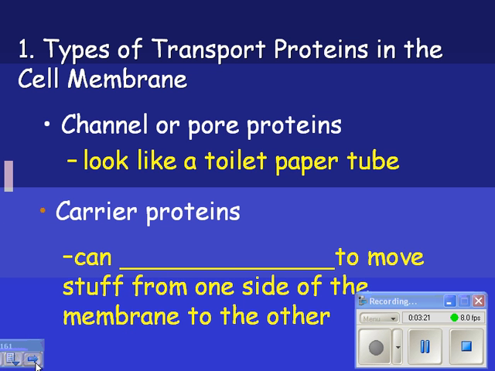And then there are carrier proteins. They're a little bit different. They can actually change shape to move stuff from one side of the membrane to the other. So here's your lipid bilayer, and a carrier protein might look something like this. Takes a while to draw all their tails. Anyway, it can change shape. So something can come in this side, and then this thing can just change shape to be more like this, and all of a sudden this thing is on the other side of the membrane.